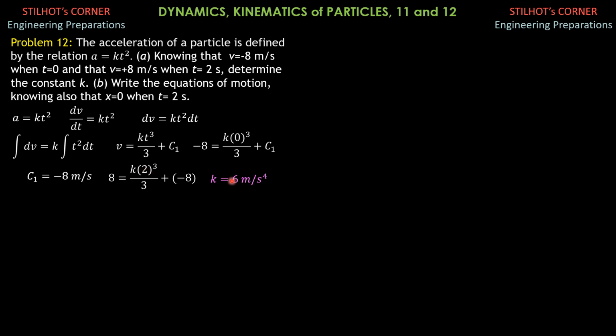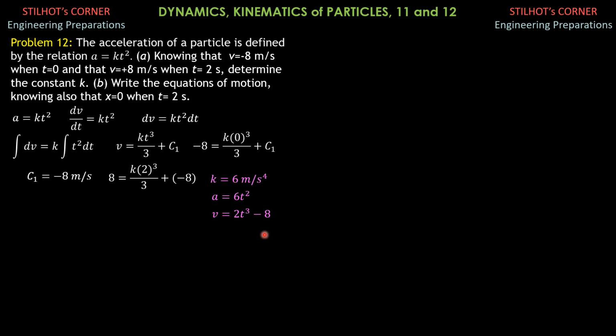So having found k, we now have the expression for acceleration, which is kt squared. So it is 6t squared. Then for the velocity, v is kt cubed over 3 plus c sub 1, and c sub 1 is negative 8. So it is equal to 6t cubed over 3. So that's 2t cubed plus negative 8. So v equals 2t cubed minus 8.